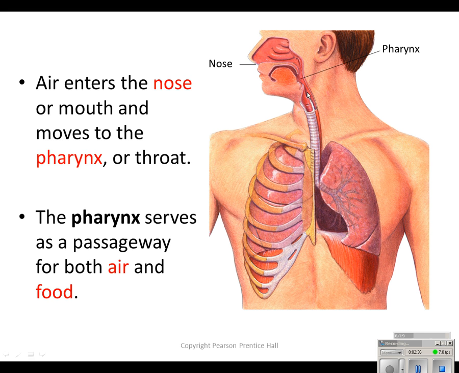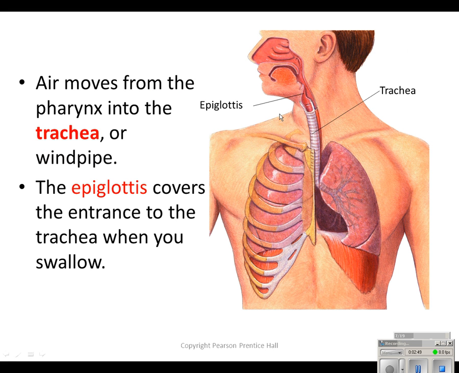So the epiglottis, remember that little punching bag at the back of the throat, it normally covers the trachea when you're swallowing food. Well, now it's going to cover the esophagus so that air can move through the pharynx. Air is going to move into the trachea. Now, if you feel the front of your throat right now, you can feel kind of hard ring-like structures. Well, those are the cartilaginous rings that are actually holding the trachea open. So that's what you're feeling.